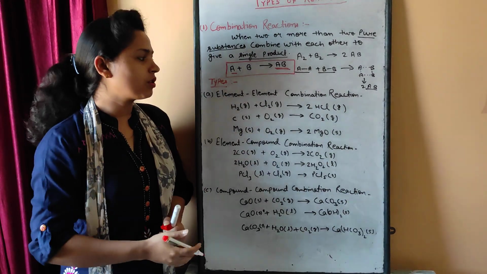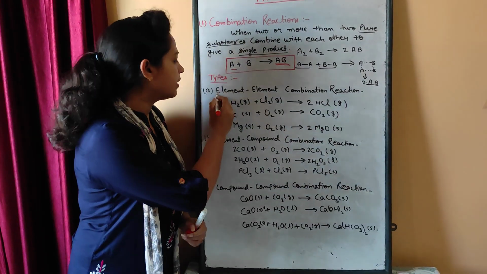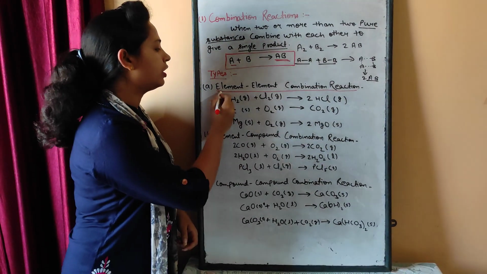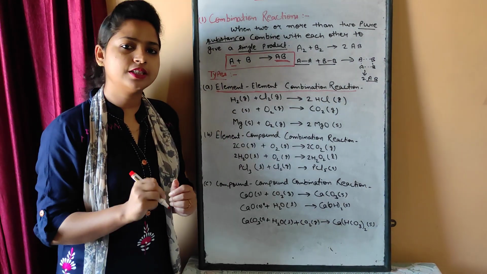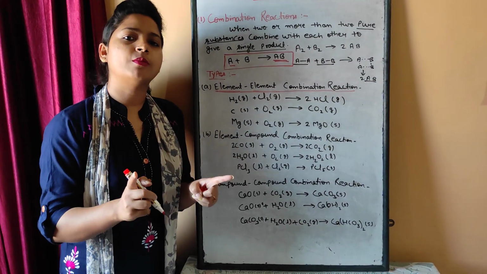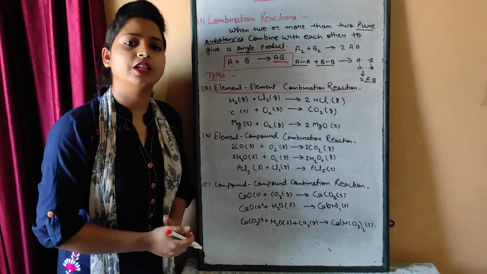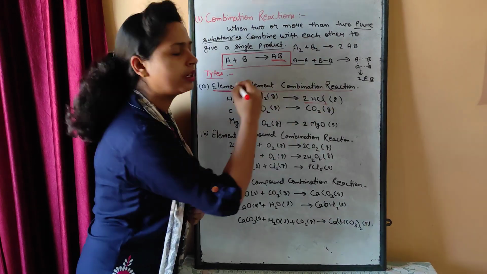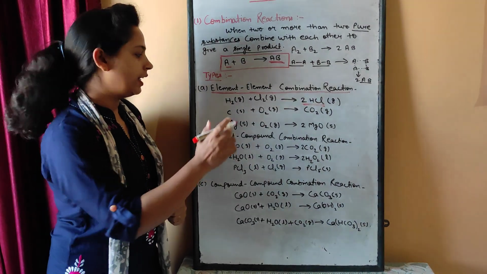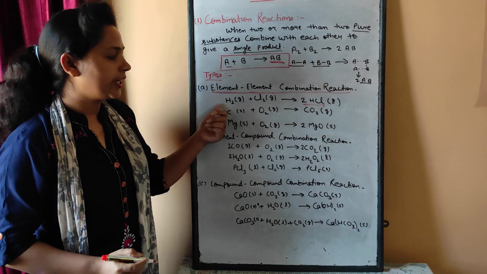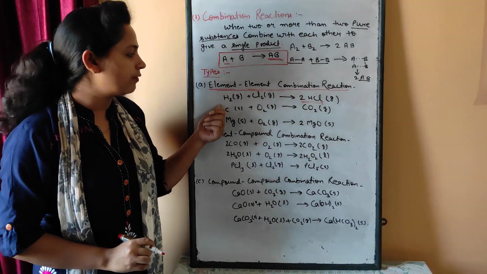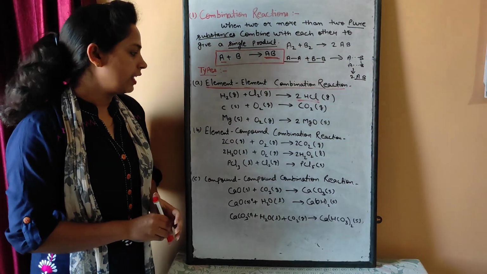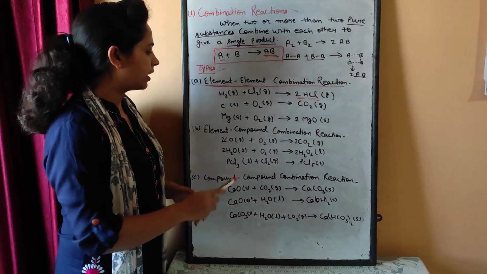Now we are having different types of combination reactions. Here I have taken three types of combination reactions. The very first type is element-element combination reaction. Correct? It means two elements. The reactants are always in the elemental state in this type of combination reaction. So two elements combine together to give rise to a single product. Got it? As for example, here we have taken H2, which is in its elemental form, Cl2, chlorine, that gives rise to HCl. Right?